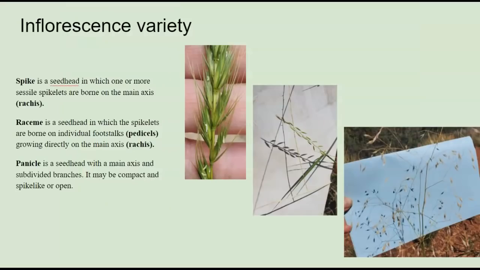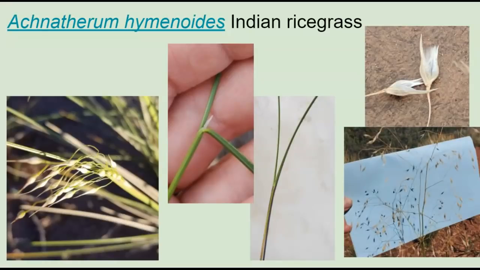And then I'll also be focusing on the inflorescence variety, so understanding whether or not the inflorescence is coming right off the stem, as in a spike, if it is borne on individual footstalks called pedicels, this is a raceme, or if it's a panicle, a seed head with a main axis and subdivided branches. These are quick groups that you can put grasses into in the identification process. So here we go. Without further ado, we're going to run through about a dozen species.